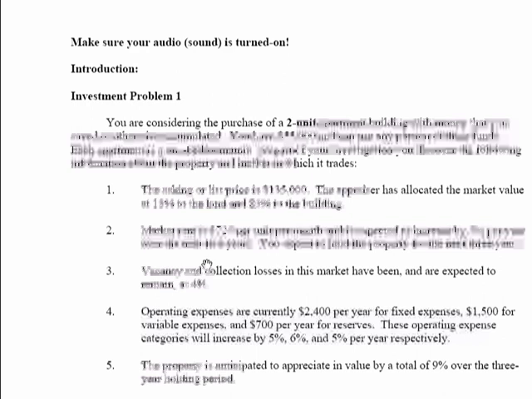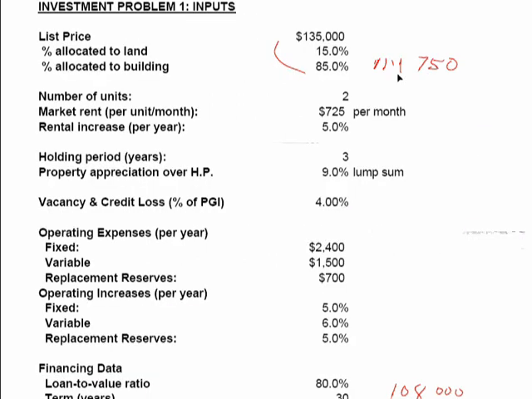The appraiser has allocated the market value at 15% to the land and 85% to the building. So what we're saying here is that of the $135,000, and I'm going to switch windows here briefly, 15% is land value, and 85%, or $114,750, is building value. And why do we need to break this up? Why are we breaking this up into land and building? There's one particularly good reason why we need to do this.